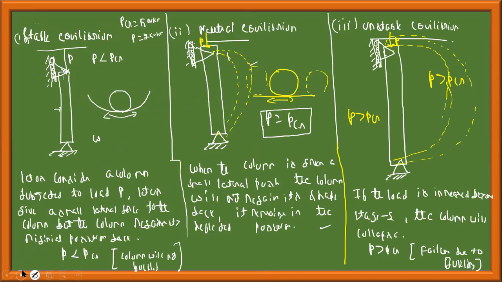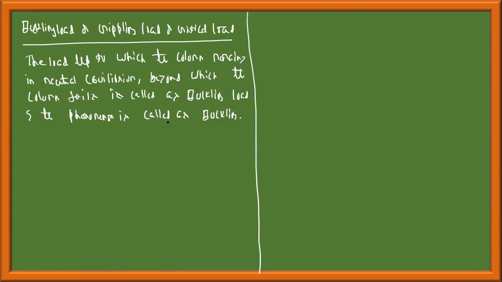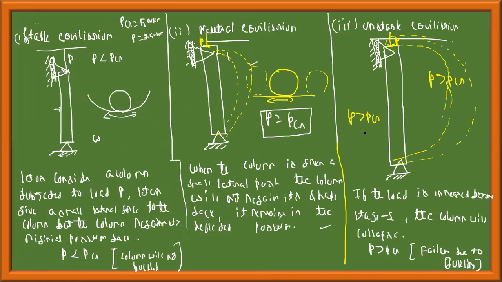So the load up to which the column is in neutral equilibrium. When the load exceeds this neutral equilibrium, that load is called the buckling load, which leads to excessive lateral deformation like this. You can say lateral deflection, which is not recoverable. It will not come back to its original position. This is called your buckling load, and this phenomenon is called buckling.